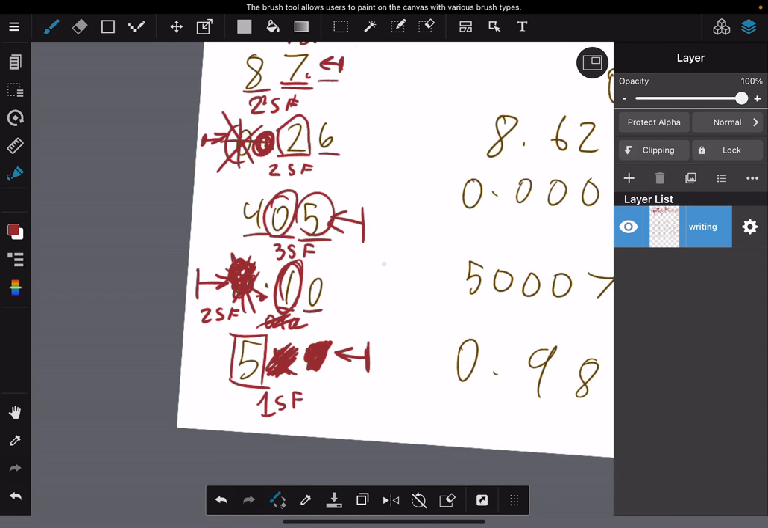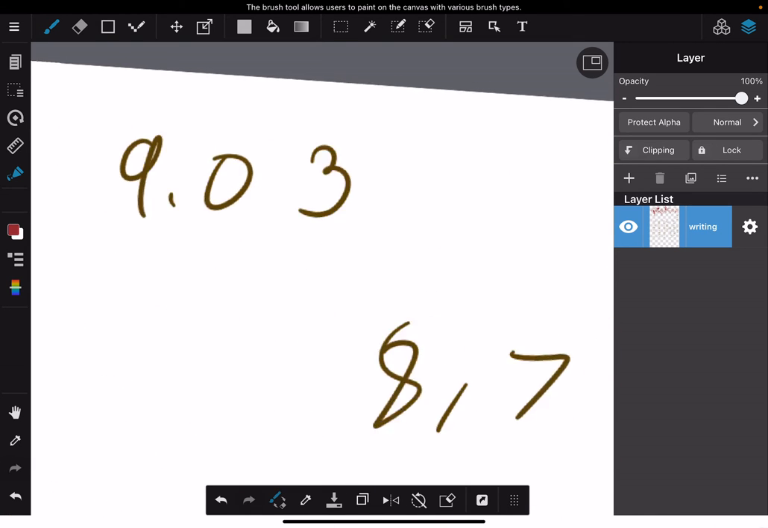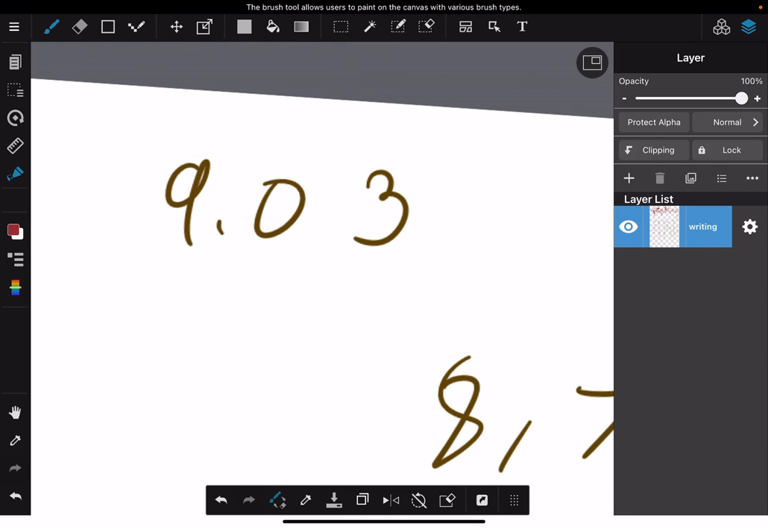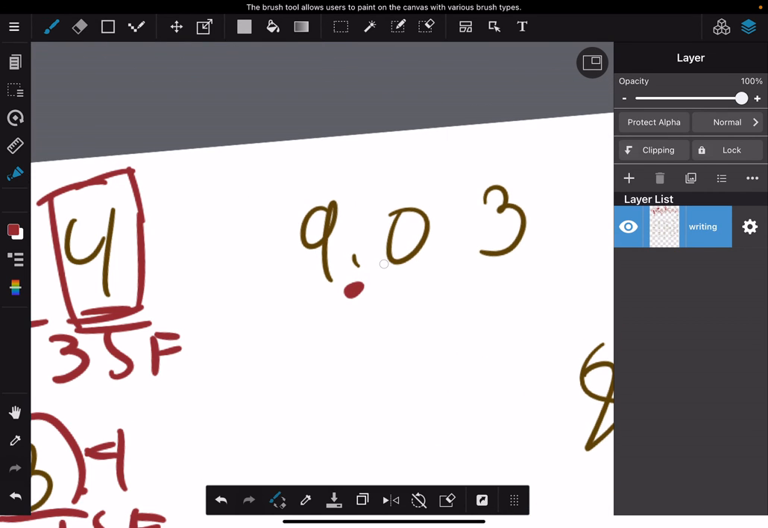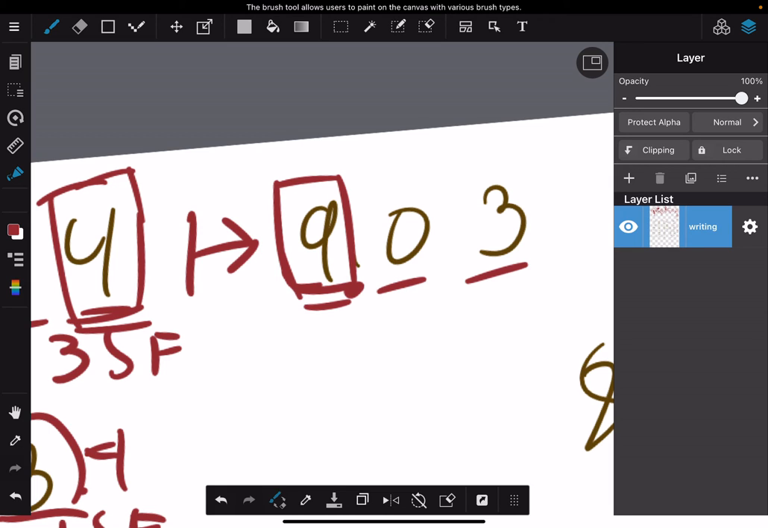Isn't that pathetic? Alright, this number does have a decimal, so we will kill it from this direction. But our first number here is a non-zero digit, so this number and this number and this number are all significant. Therefore, this number has 3 significant figures.